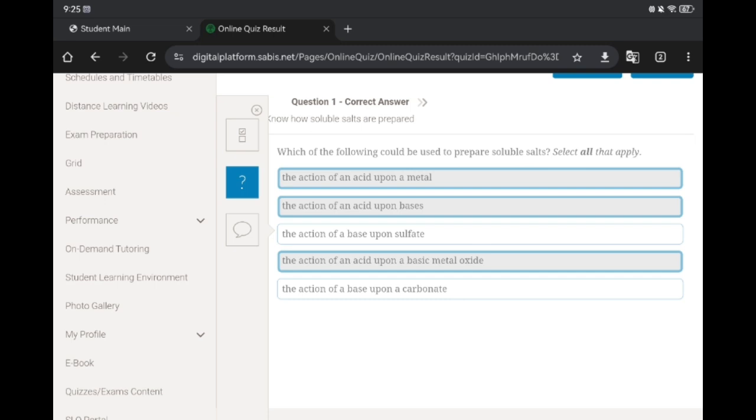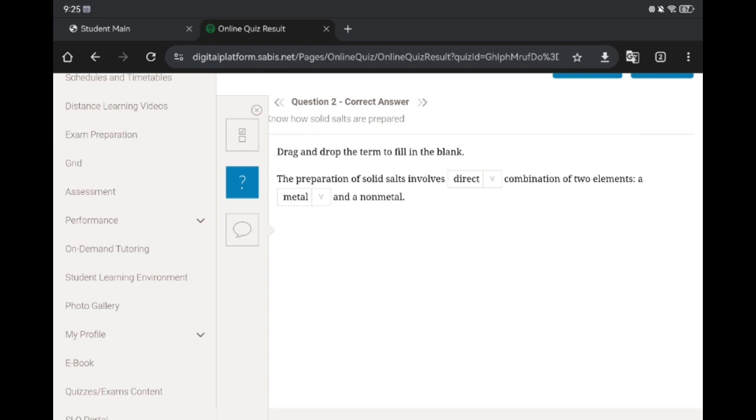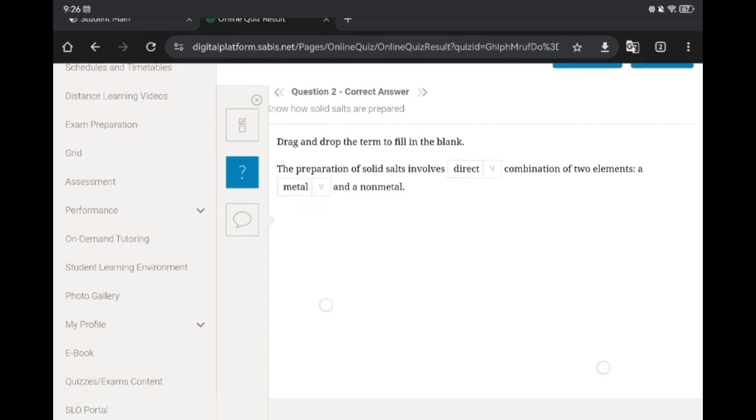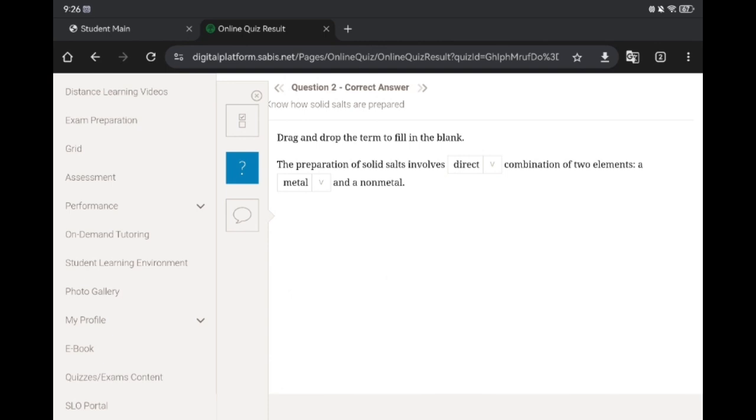But bases don't really react with stuff that way. Preparation of solid salts involves direct combination of two elements. Yeah, it's precipitation. You get two aqueous solutions and you mix them. And obviously a metal goes from one of the solutions and a non-metal goes from the other, and then they make an insoluble solid.